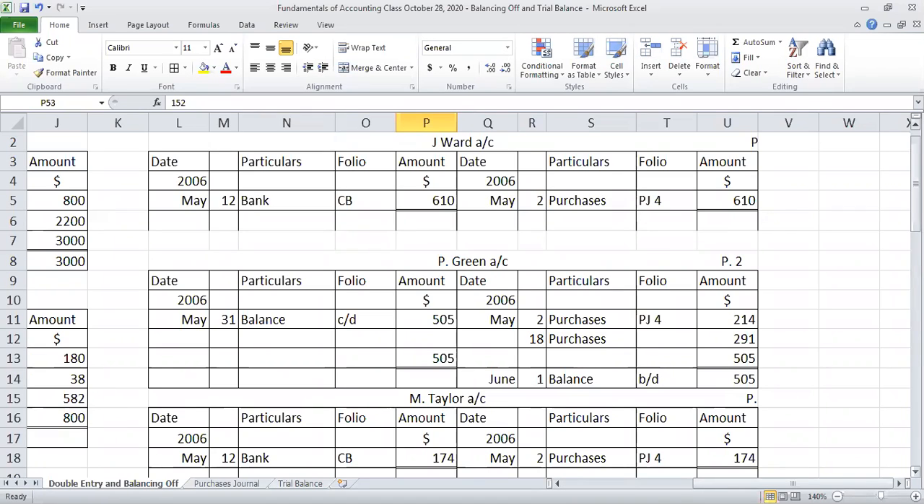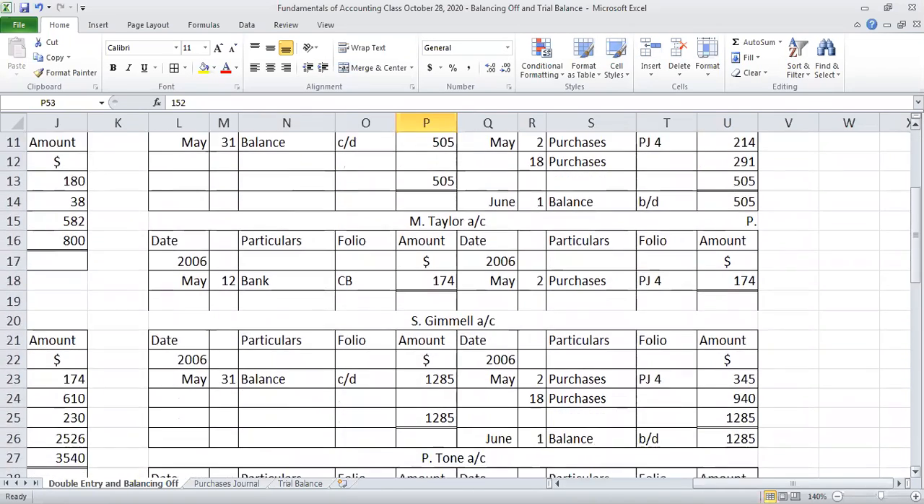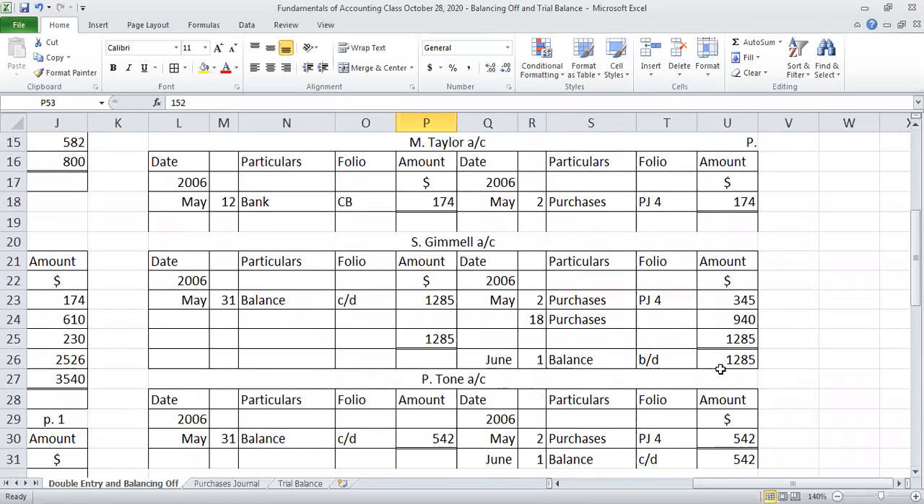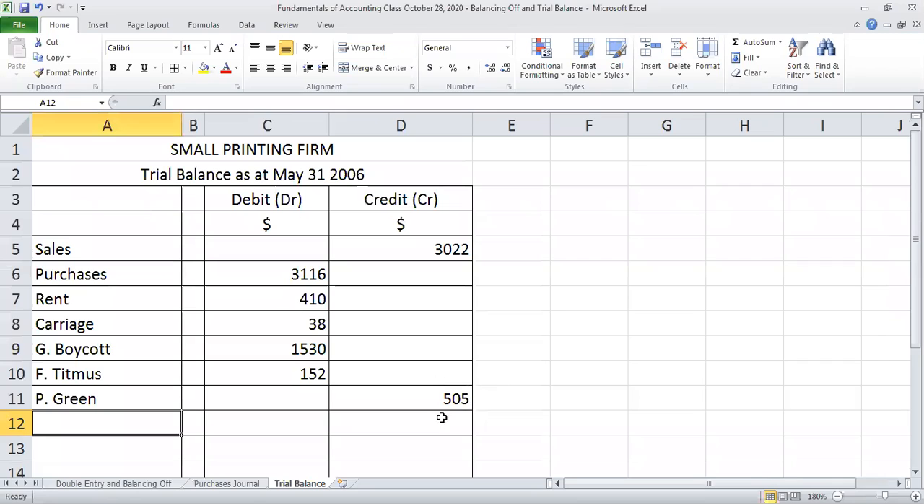Then M Taylor has no balance. S Gimel now is 1,285 on the credit side as well. Because S Gimel has a credit balance and the balance b/d is on the credit side in the purchase ledger, it will go on the credit side also in the trial balance. So S Gimel, 1,285.